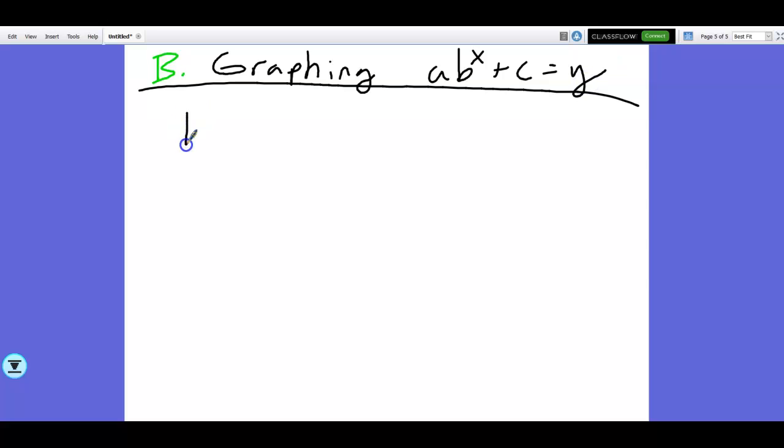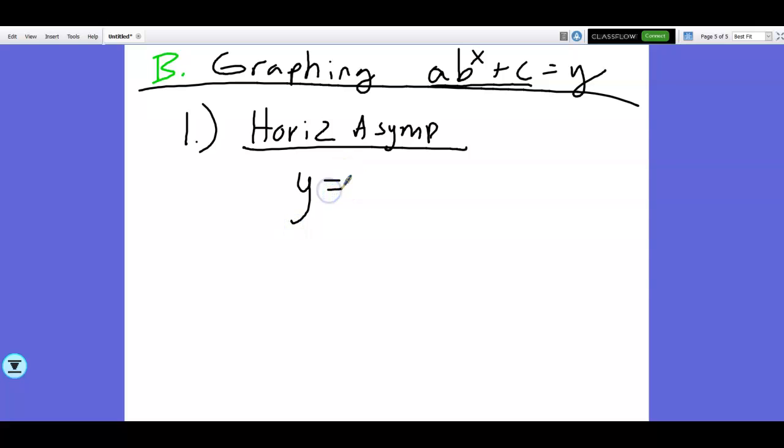All right, so step 1. We're going to start by graphing our horizontal asymptote. Now our horizontal asymptote is going to be different since I have a plus c on here, right? My horizontal asymptote is no longer going to be 0. It's going to be c. Whatever that number on the far right is being added or subtracted, that's my horizontal asymptote. Henry, taking notes for this.